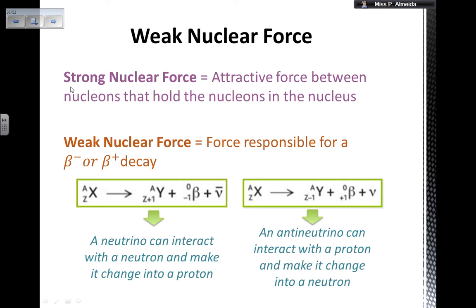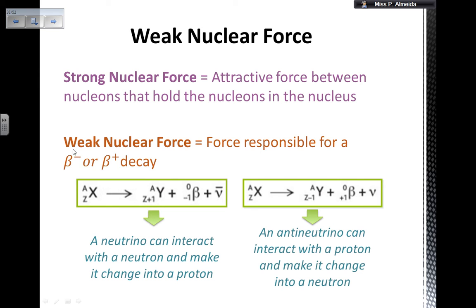So the strong nuclear force is the attractive force between the nucleons, so protons and neutrons, that hold the nucleons together in the nucleus. I said protons and neutrons, right? If I didn't, that's what I was supposed to say for nucleons. A nucleon is how I refer to a proton or a neutron, so something that is inside the nucleus. So the strong nuclear force keeps the protons and the neutrons together in the nucleus.